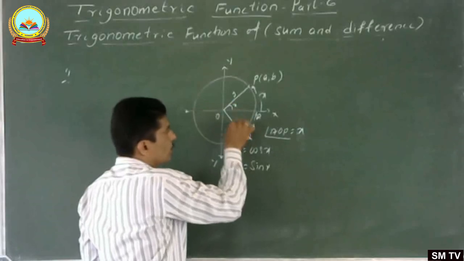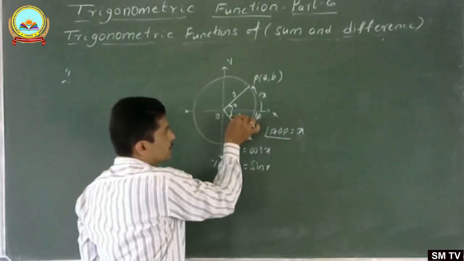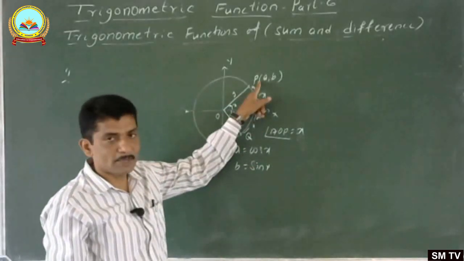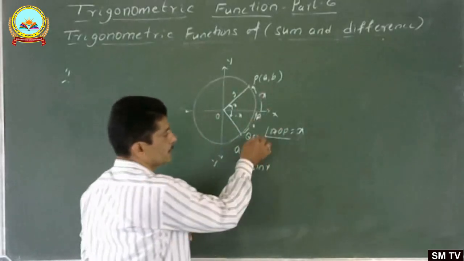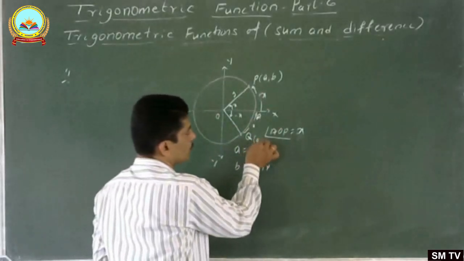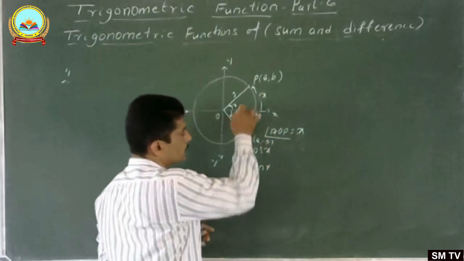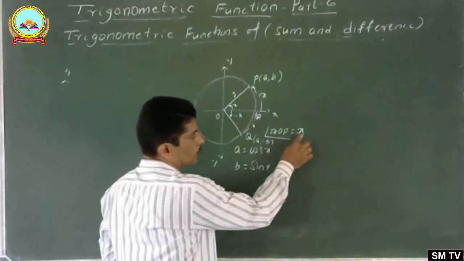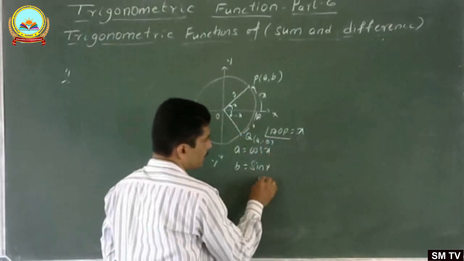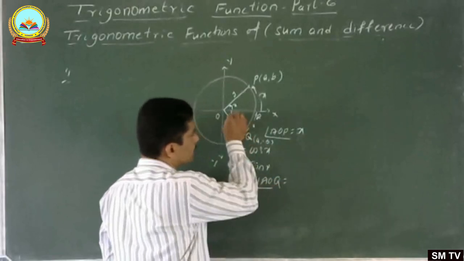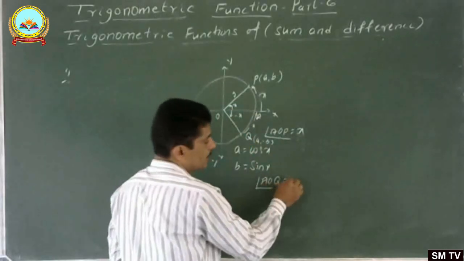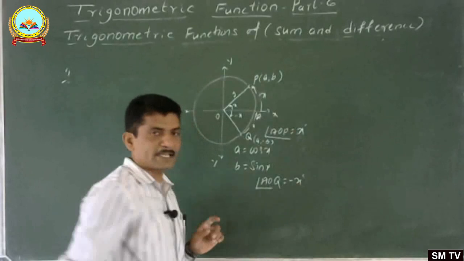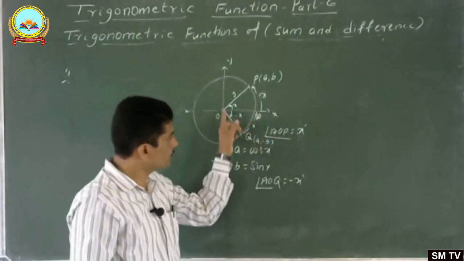Here it is measured in the clockwise direction. Then you say that this is the angle minus x. Then you say that Q is exactly the image of P with respect to the x-axis. Then the coordinate of Q is A comma minus B, because this point lies in the fourth quadrant. Is it clear? Here angle AOP is equal to x, then angle AOQ, measured in the clockwise direction, is equal to minus x radian. The arc length is x unit.